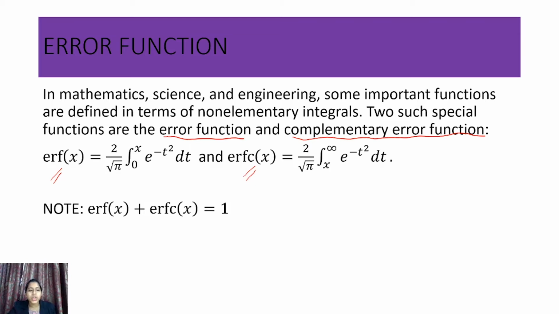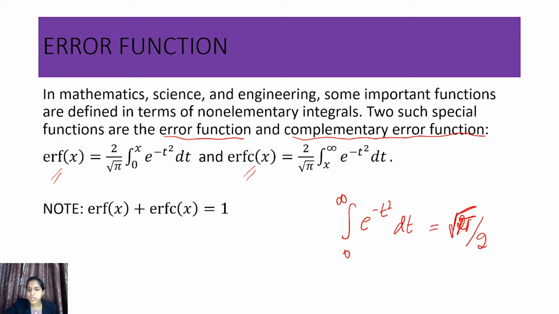Now there is a note given in this slide, that the error function plus the complementary error function is always equal to 1. This is due to the result that the integral 0 to infinity of e raised to minus t square dt is equal to root of pi by 2.